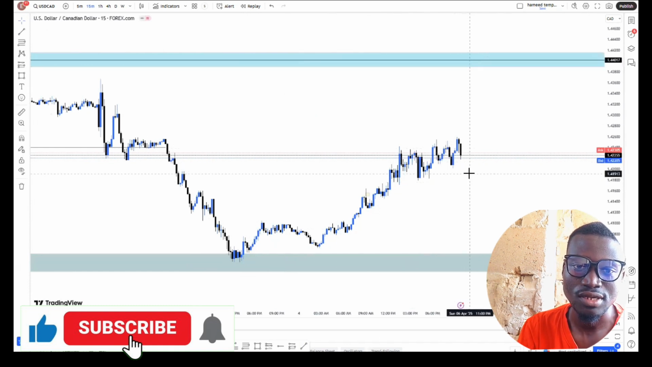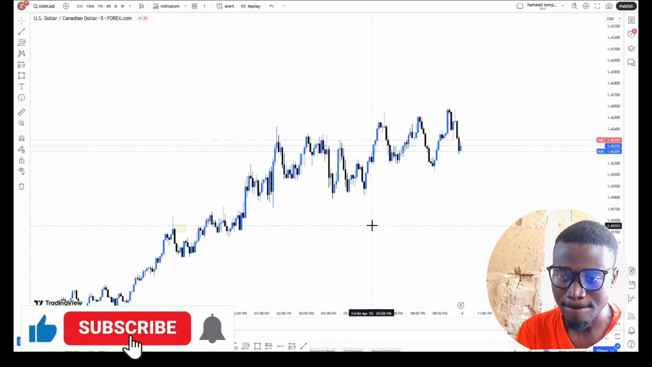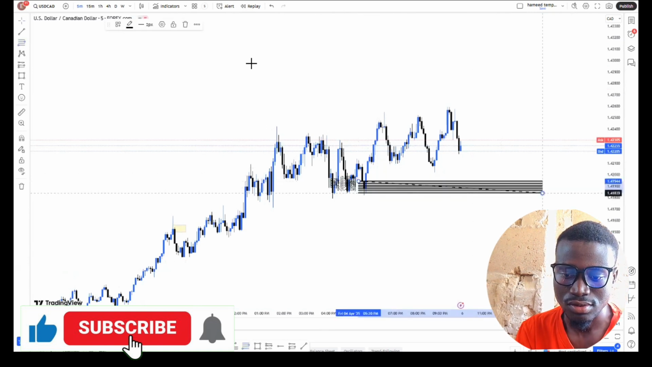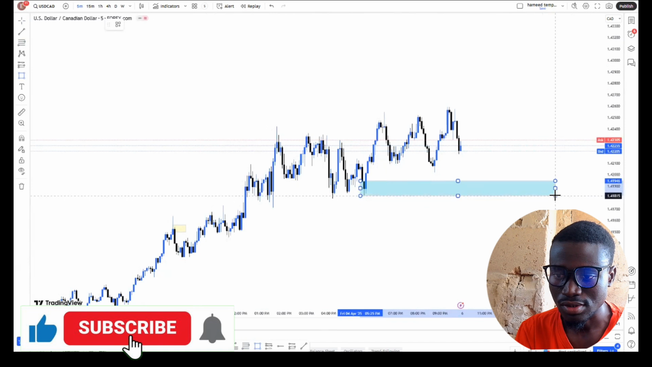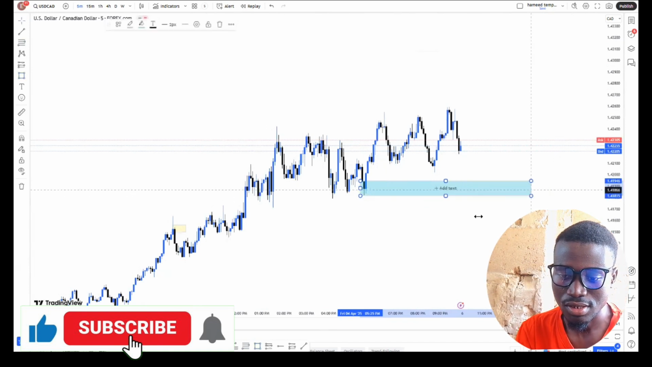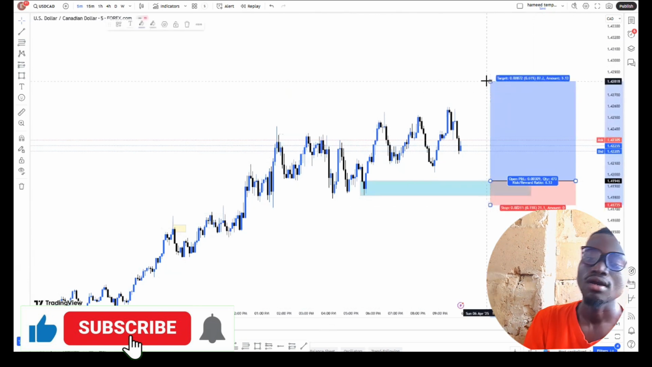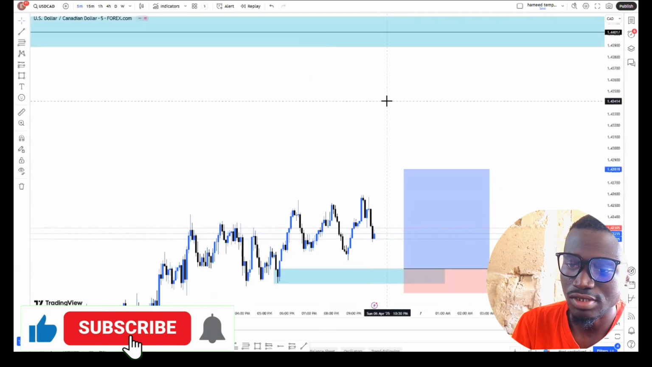So now let's see on 5 minutes what do we have. Considering this level here, I want this price to come here. If the price comes here, I'll take my buy from here, like this. And if the market doesn't come here, it just continues moving to the upside, no problem. I will just wait for it here.